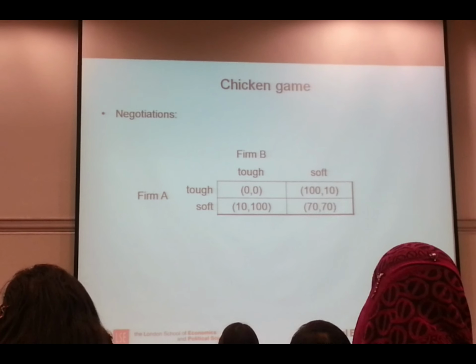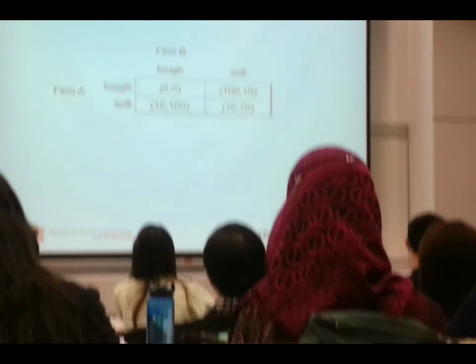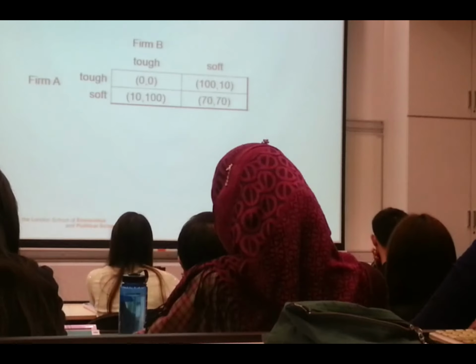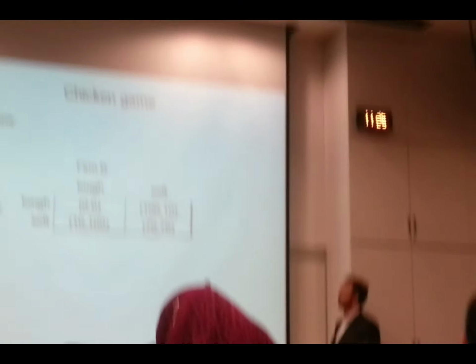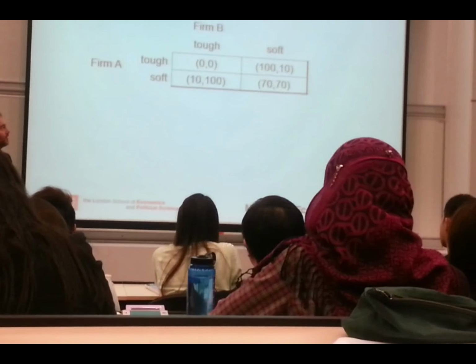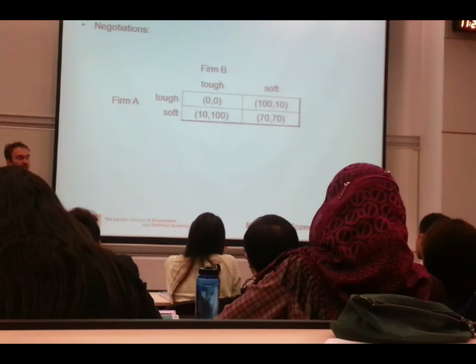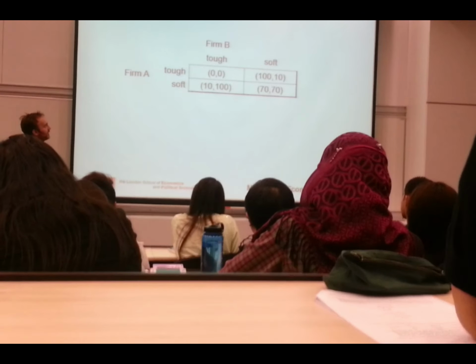Okay, so these are coordination games. Now we've got what's called a chicken game. Chicken game because in American terminology, someone who's a coward is a chicken. So here, this might happen in negotiations where two firms are negotiating with each other. If they both negotiated in a soft manner, this would be their joint optimizing outcome. But each of the firms has an incentive to negotiate in a tough way.